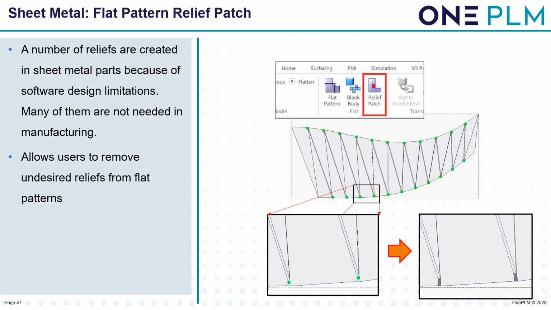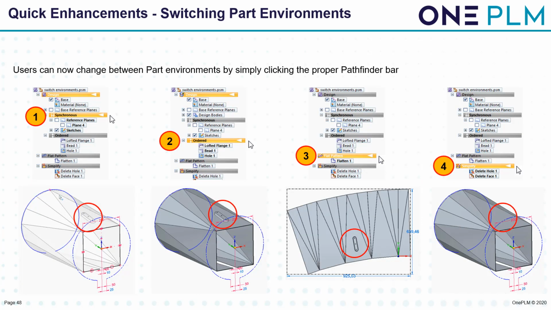Next we'll look at flat pattern relief patch. A number of reliefs are created in the sheet metal because of the software design limitations, and they aren't really needed in manufacturing. So this allows the users to remove the undesired reliefs from the flat pattern. In the zoomed image at the bottom left, we can see a couple of areas that we don't really need. It's just going to deform naturally, as it is. So in the flat pattern, we're going to fill those items in.